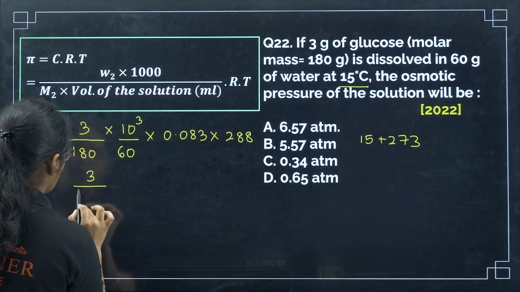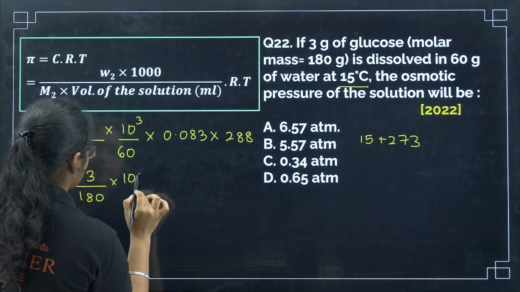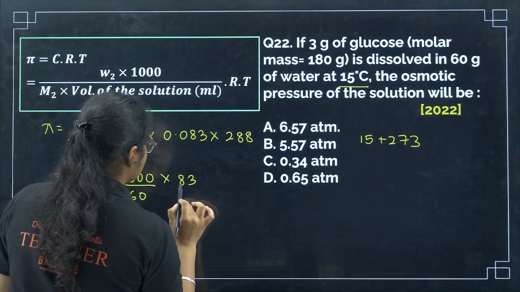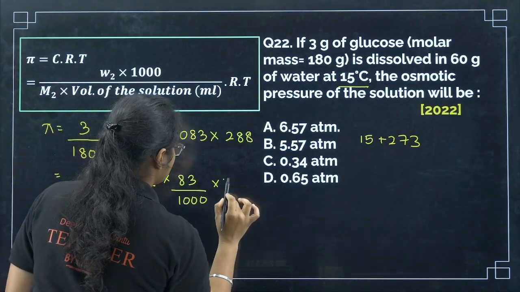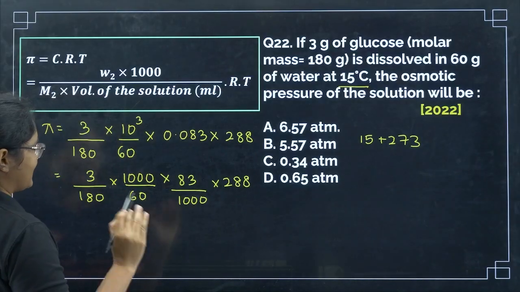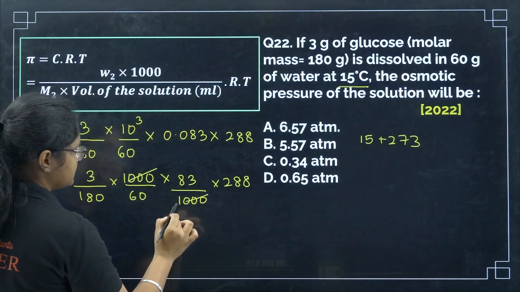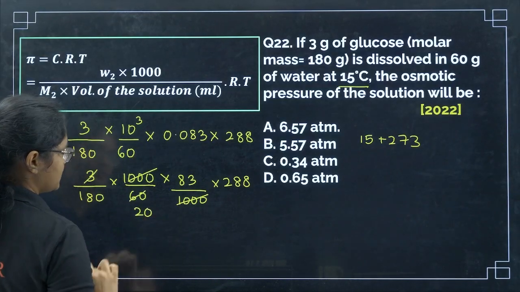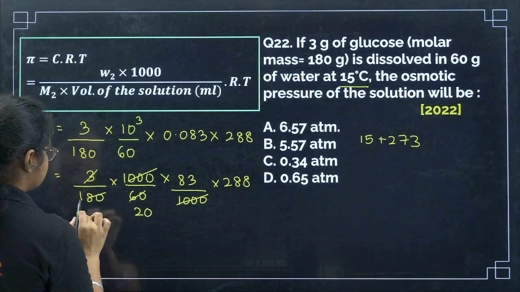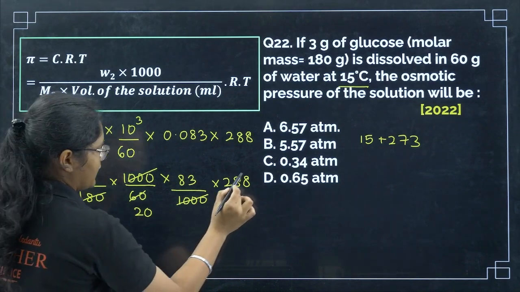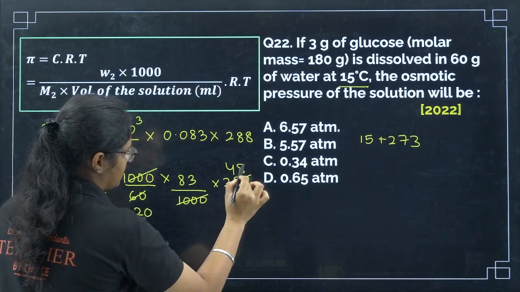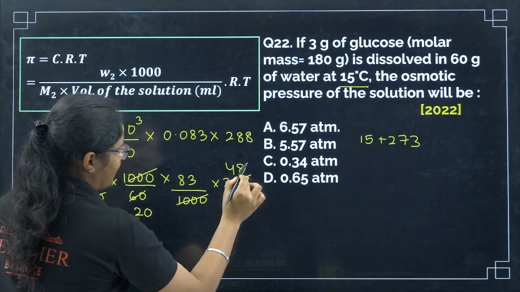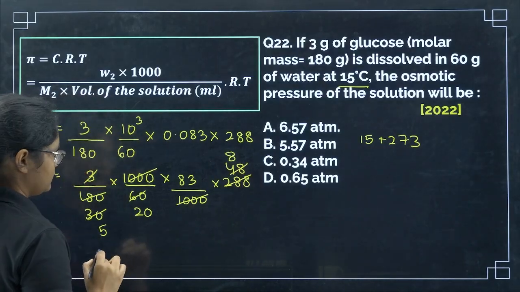Now let's try to solve this. I have 3 by 180 into 1000 by 60, into 0.083 into 288. We can do whatever cancellations we can. Let's cancel this 1000 and 1000. Then 3 ones are 3, 3 twenties are 60, then I can cancel 6 3s are 18, 6 4s are 24, 48. Further I can cancel 6 5s are 30, and 6 8s are 48.